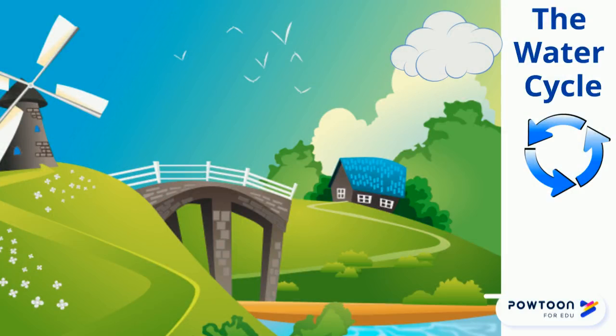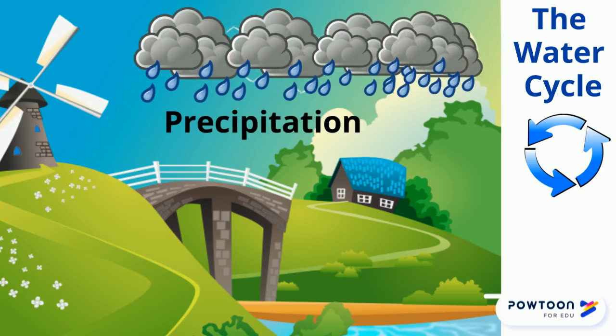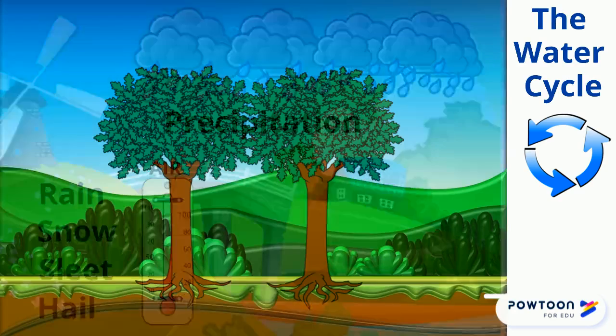As the clouds collect more and more water droplets, they become too big for the air to hold anymore. Precipitation occurs. Rain, snow, sleet, and hail are all forms of precipitation and depend on the air temperature.